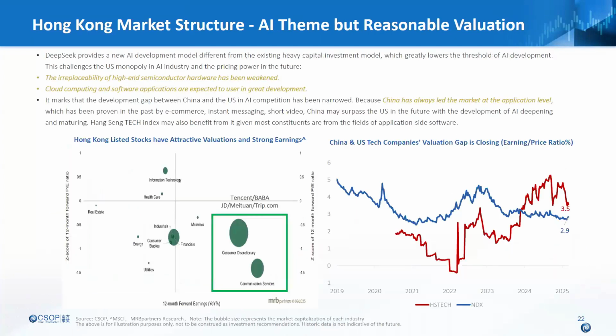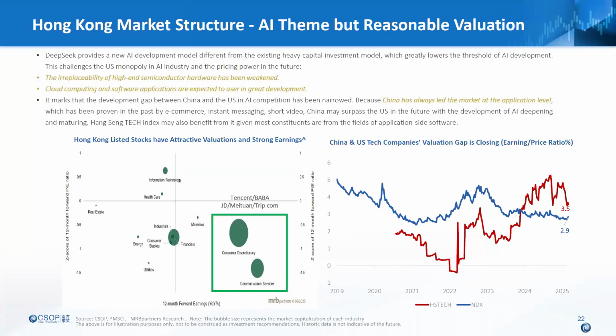So more importantly, the launch of DeepSeek, as we mentioned at the beginning of this year, provides us not only the tactical reason, but the strategic reason for holding Hang Seng Tech stocks. One reason is that the irreplaceability of high-end semiconductor hardware has been weakened, because the open source feature and the cheap cost of DeepSeek and its potential future versions raise a question mark about the previous heavy capex model.